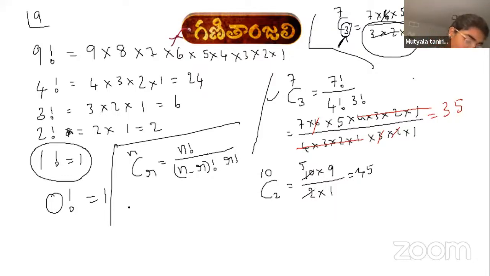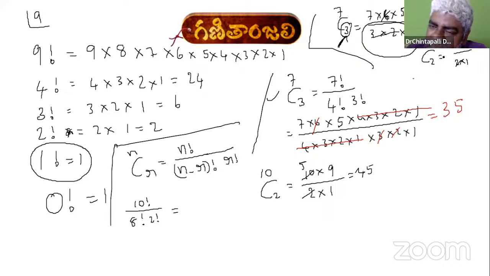But if we use the conventional method, it would be 10 factorial by (10 minus 2) factorial, that is 8 factorial, into 2 factorial. In this method we get the same answer, but it is a lengthy method. Tell the value of 5C2. 5 times 4 over 2 times 1. So 10, correct. If we use the lengthy method, we also get the same answer.